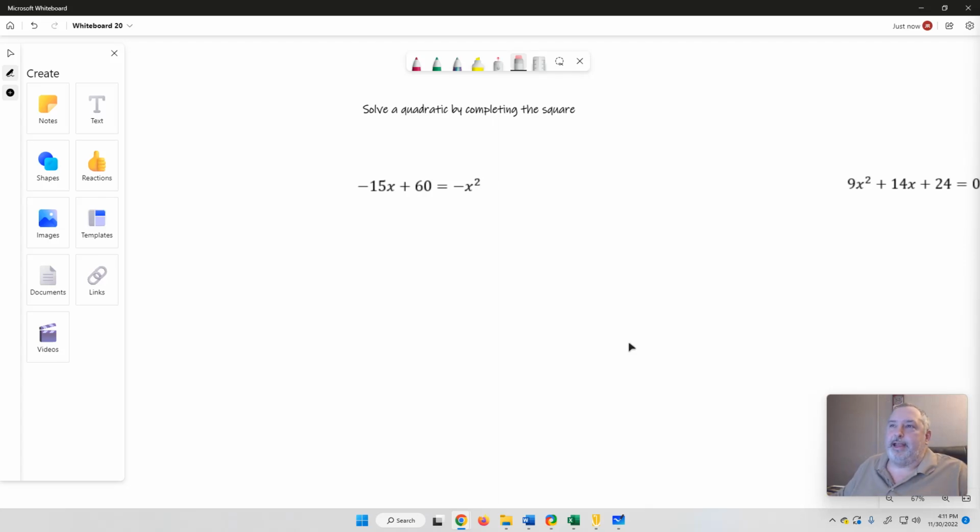We're looking at how to solve a quadratic equation by completing the square. So we're going to look at a couple of examples similar to ones you're going to see in your lessons, and we're going to talk through the process of completing the square. So step one with all of these is to isolate the variables to one side.